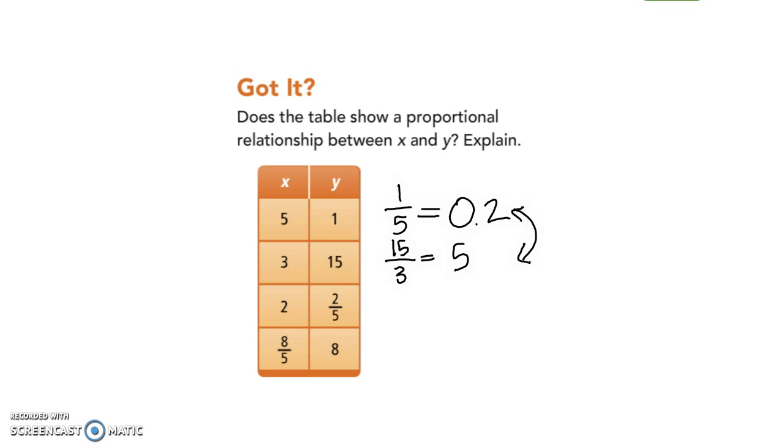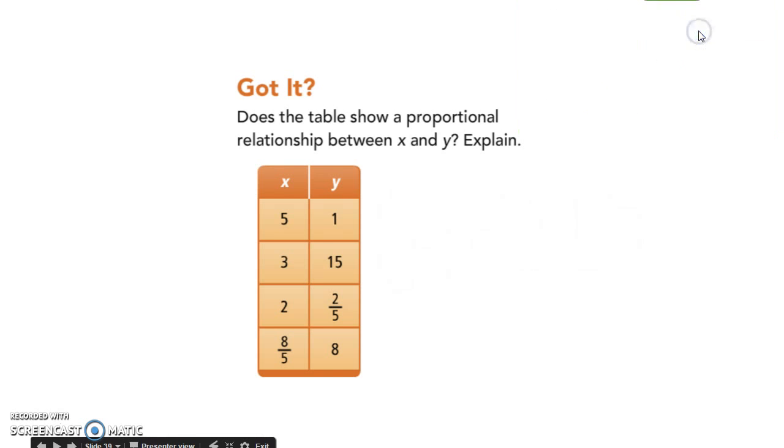No. So is this table showing me a proportional relationship? No, because there's not a constant of proportionality. I could do the next two rows, but I really can stop there. If I see that the first two rows are different, I can stop and say it's not a proportional relationship.